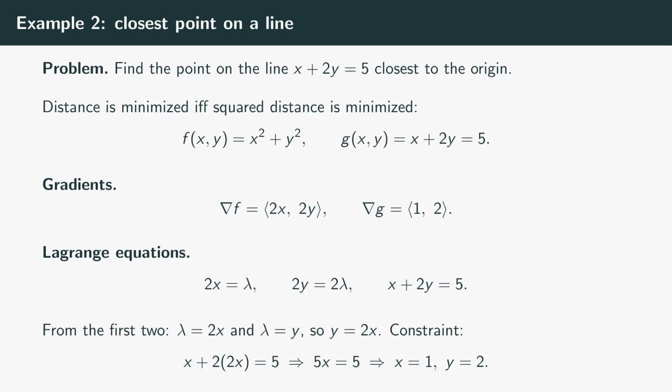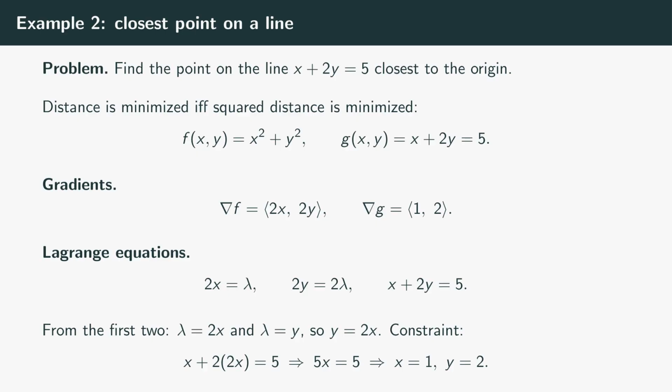so x equals 1 and y equals 2. The closest point is (1, 2), and the distance is the square root of 1 squared plus 2 squared, which is the square root of 5. Sanity check: this matches the standard point-line distance formula, which gives the absolute value of 0 plus 0 minus 5, over the square root of 1 squared plus 2 squared, which is 5 over the square root of 5, which is the square root of 5.